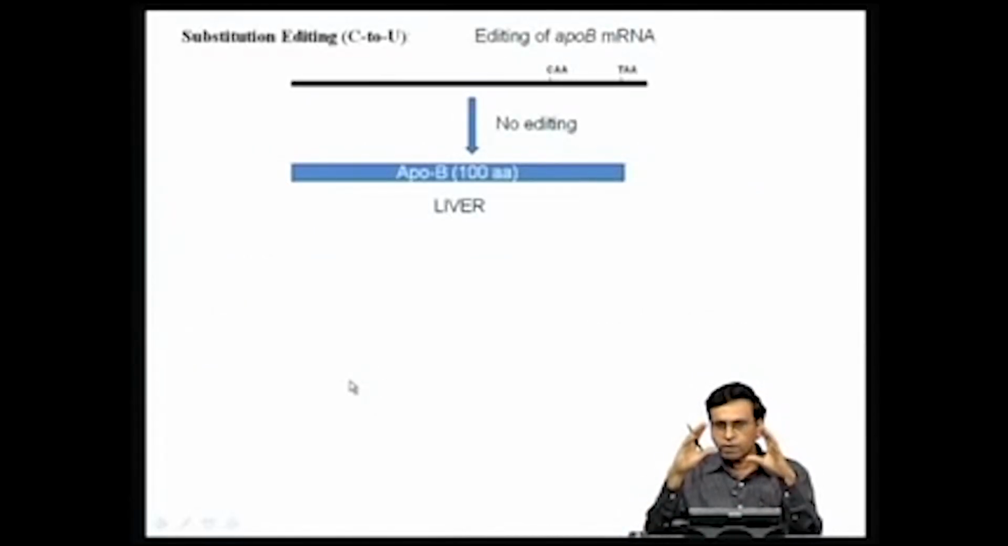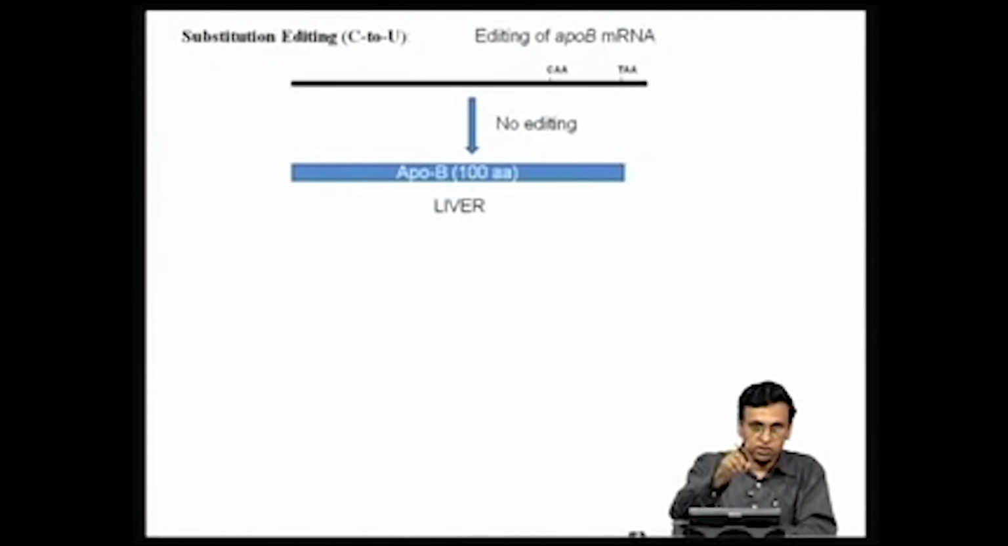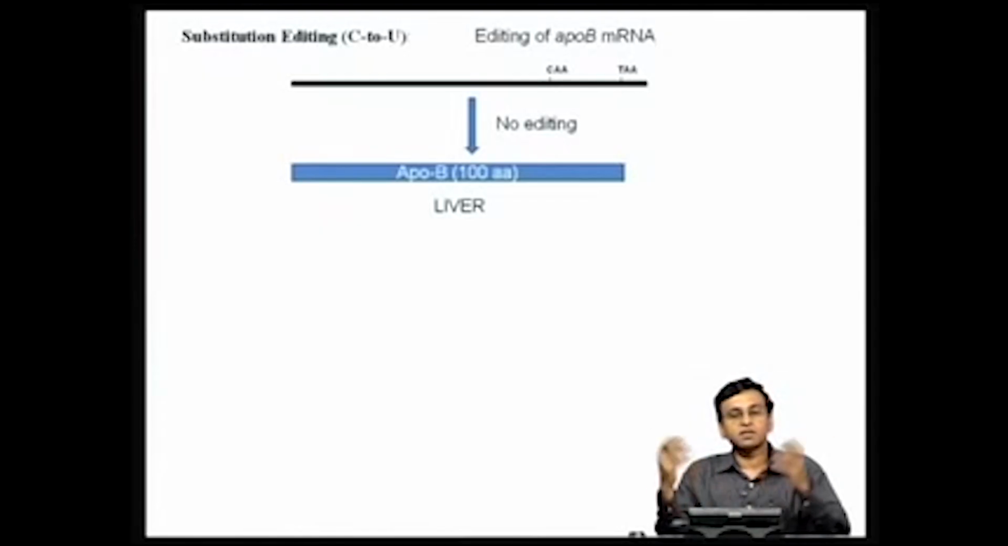I will give you one other very important and very classical example of a substitution editing. In the previous slide I showed you adenosine to inosine conversion, and that kind of RNA editing seems to play a very important role in nuclear retention of messenger RNAs. Now here is an example where a cytosine is getting converted to U, and as a result it results in the formation of two different proteins.